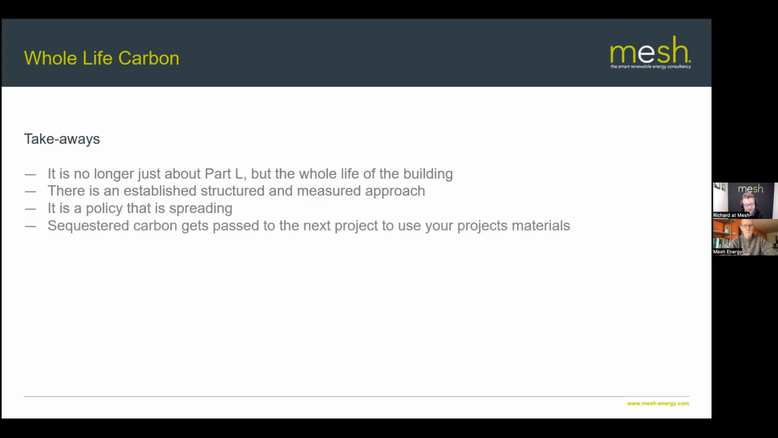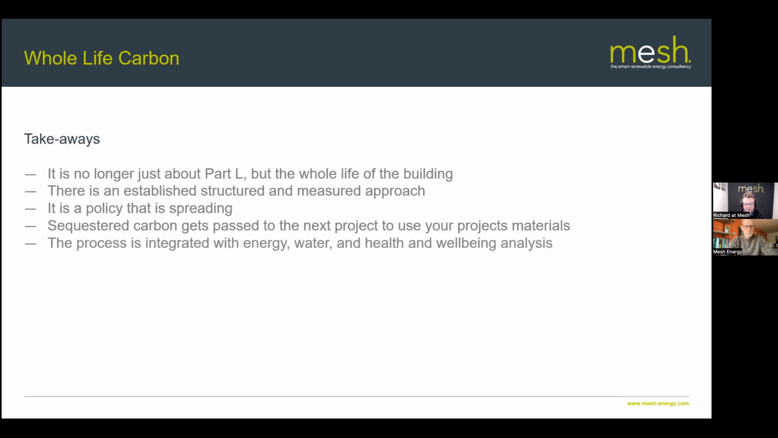Sequestered carbon, so carbon that has been absorbed by trees before being turned into lumber and timber used in a building, has already been sequestered, so you can't deduct it from your proposed design. It only gets passed on to the subsequent projects that it benefits.